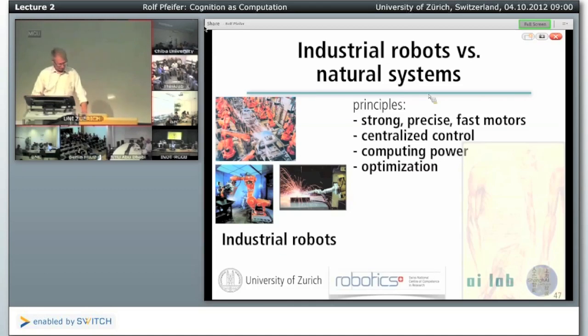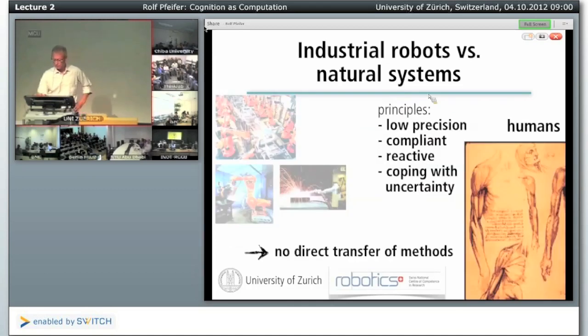By contrast, if you look at the real world, we have to cope with uncertainty. Now, humans are very imprecise. Everything is a bit wobbly on the human body. We're not precise compared to robots, so machines are much more precise than we are. We have low precision. We're compliant, that is, when we hit something, we yield elastically. We don't push harder, and we're very reactive. We can react to situations in the real world.